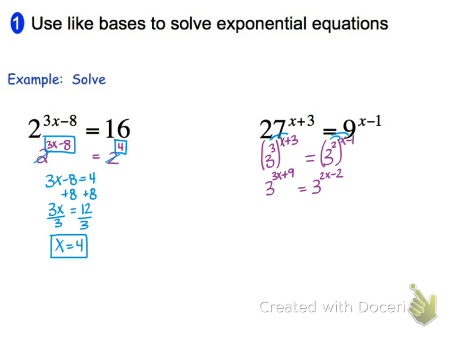This looks a lot more like the previous question now. We have the same base 3. So if these are going to be equal, then those exponents also have to be equal. So now we can ignore the 3's and say 3x plus 9 has to equal 2x minus 2. So we'll just solve for x.